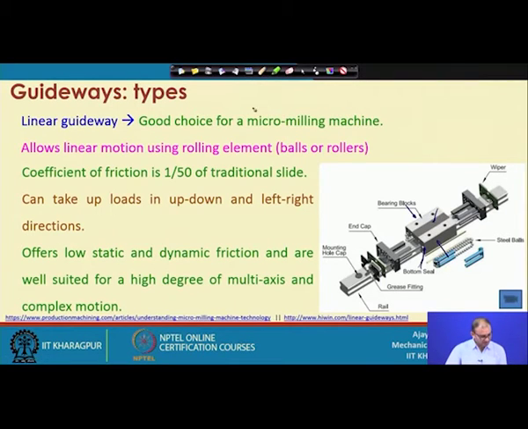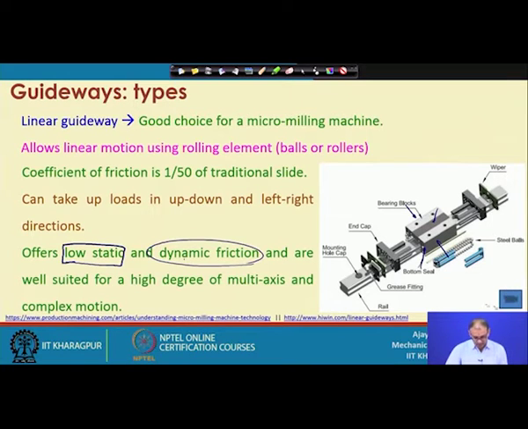So, why low static friction? Because if it is in the stationary mode, only the balls are in contact with this part, so you will not get so much friction here. And for dynamic friction, when they are moving, again there is no change in the contact points. The number of contact points in the static position and the dynamic position will not change. So, that is a very good advantage of using this linear guideway.